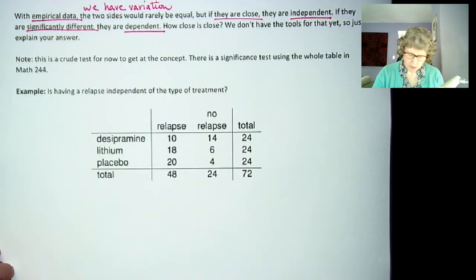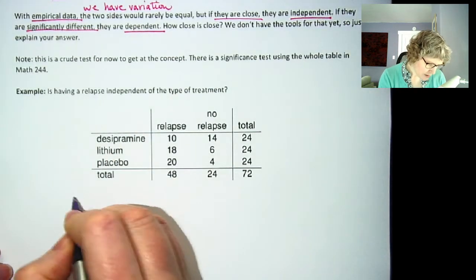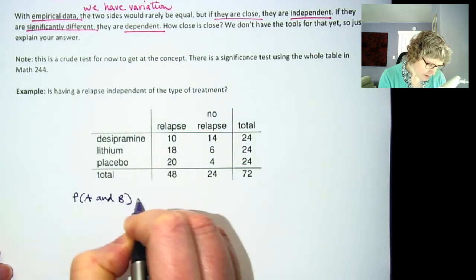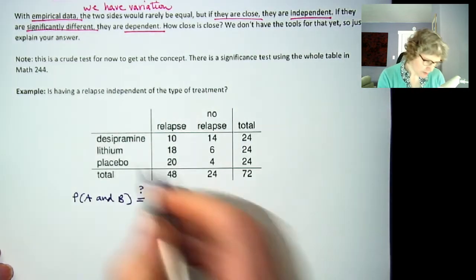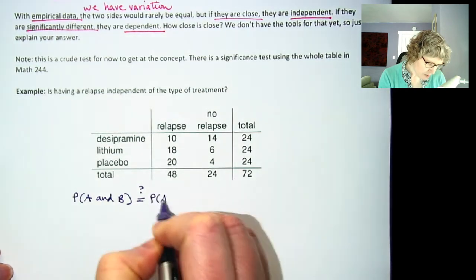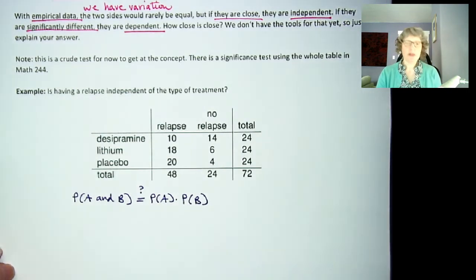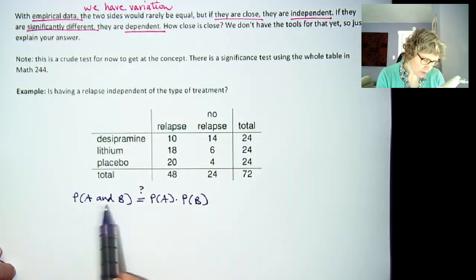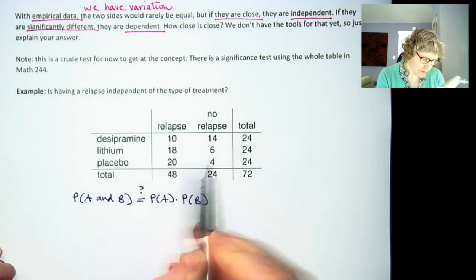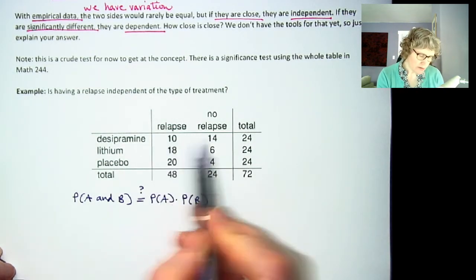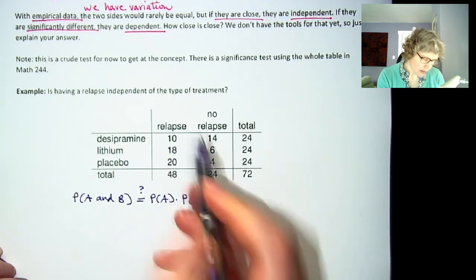So first I'm going to write out my rule. Probability of A and B, is that equal to, it's a question, so I'm going to put a question mark, probability of A times the probability of B. Now the first thing I want to do is put in my events for this particular problem. So A and B, we really could choose any of these probabilities. Remember, the and is the intersection, so those are all the interior numbers in the table. I'm going to pick the first one.